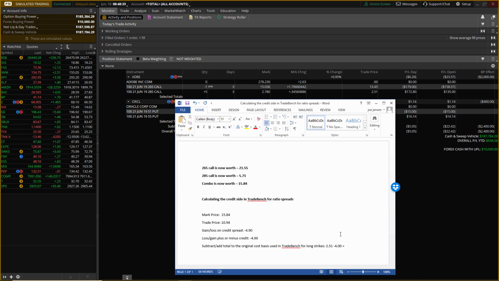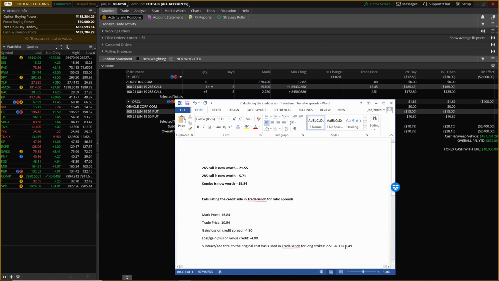And that equals, let me just make sure my math's right, 2.51 minus $4 is a loss of $1.49, or a basis of $1.49. Now, why this does this, guys, is because it sees that we have $2.51 of value in the starting point. We need to minus that. We need to minus what we lost from the starting point.